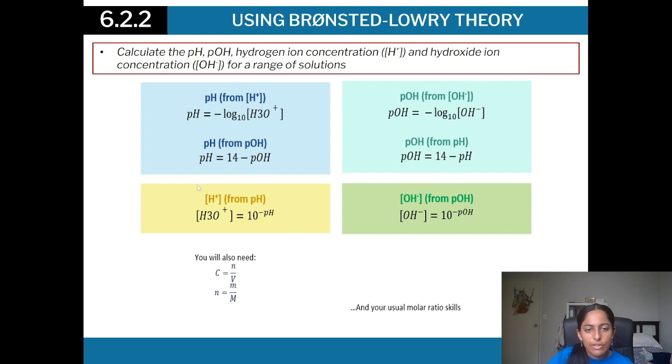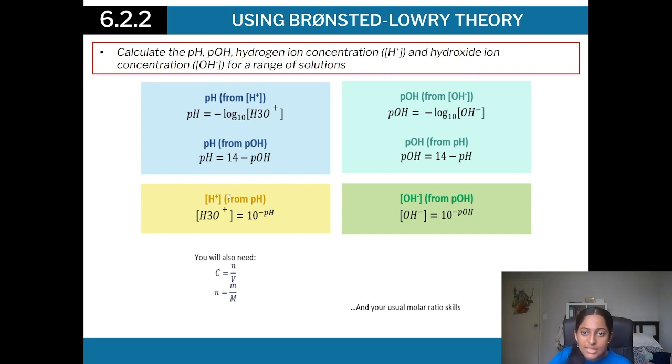If you look at the various equations that you have here, it's a bit confusing, but I'll just explain each one of them. pH is pretty much negative log 10 of the H3O+ concentration. Therefore, if you have a low pH, that means you have a high concentration of H3O+. High pH means low concentration of H3O+, so it's inverse.